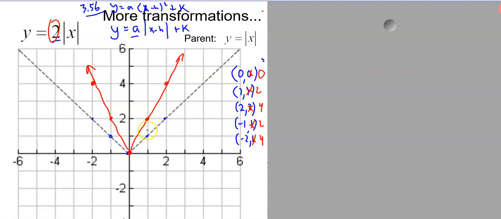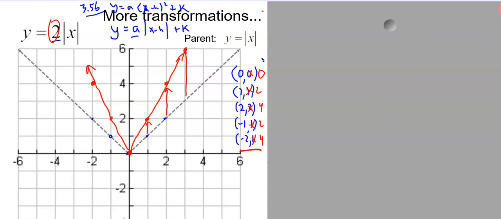And notice that the points didn't all move up 1. Some stayed in the same spot. This one moved up 1 unit. This one moved up 2 units. The next one would have moved up 3 units to get to there, and so forth. So it's stretching by a factor of 2. All the y values have been doubled. That's essentially what we did there. We doubled all the y values.